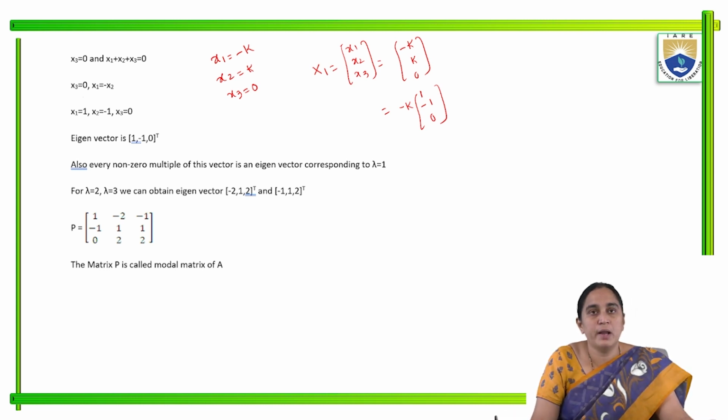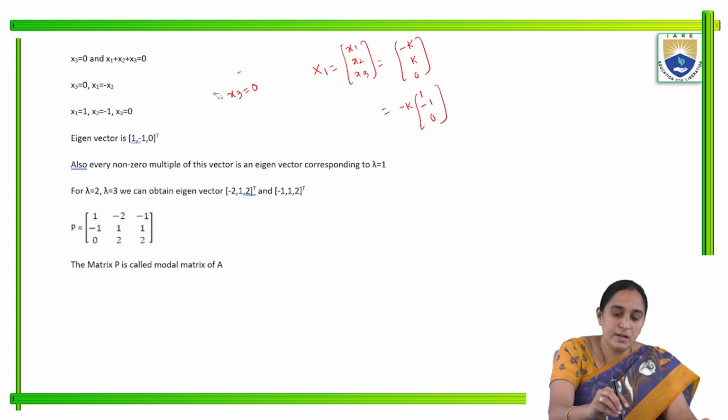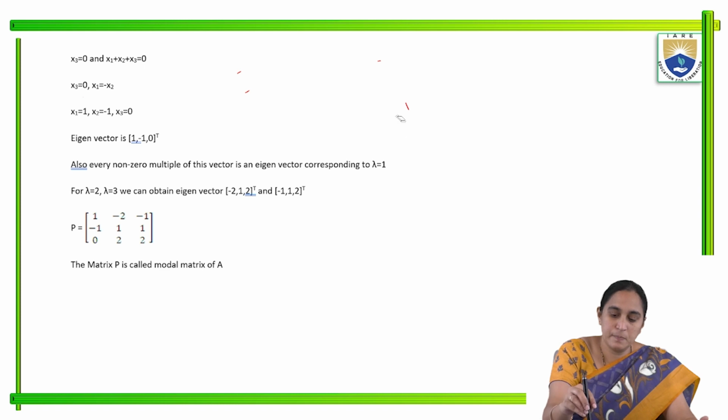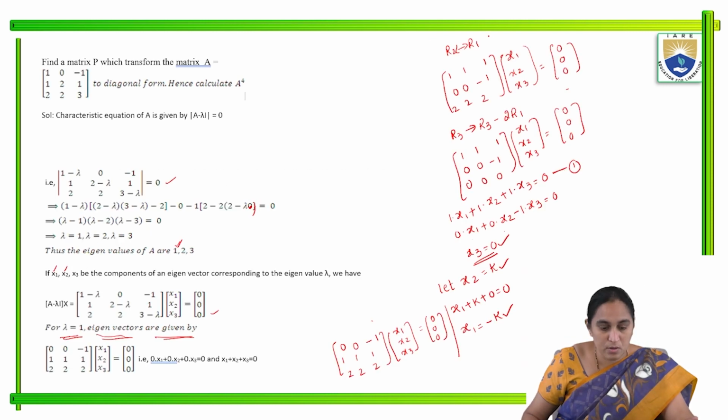Similarly, we have to find the lambda is equal to 2 eigenvector and the lambda is equal to 3 eigenvector with the same concept. Okay, from that now I'm finding the lambda 2 corresponding eigenvector. That is, if lambda is equal to 2, for the corresponding eigenvector, what is the formula? A minus lambda I into x is equal to 0.